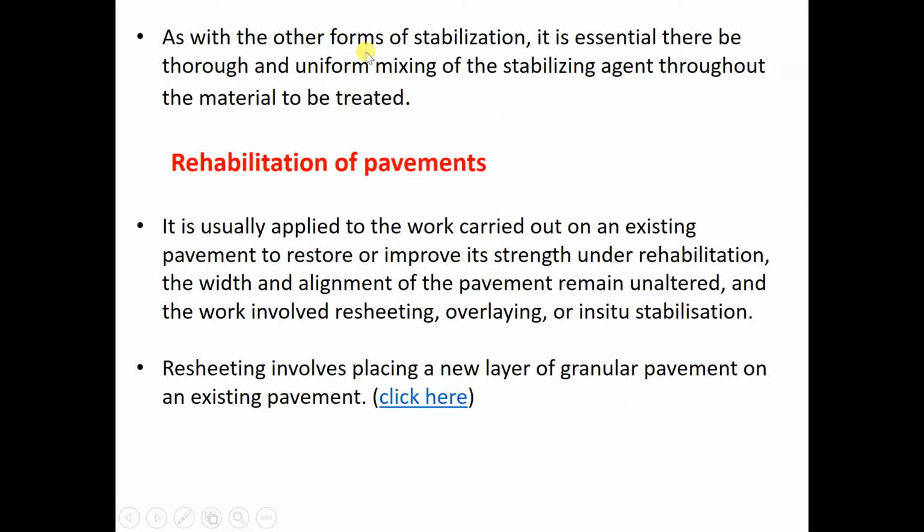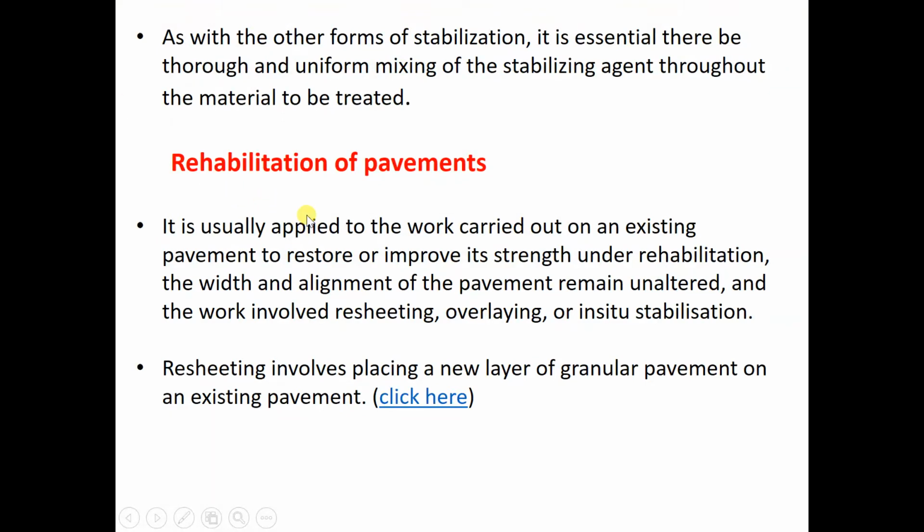As with other forms of stabilization, it is essential that there be thorough and uniform mixing of the stabilizing agent throughout the material to be treated. So you have the reclaimer run through. The reclaimer usually will do the mixing, called the pulverization, or the mixing of the materials. Okay, that's so much about the stabilization of the pavement materials, including the subgrade as well.